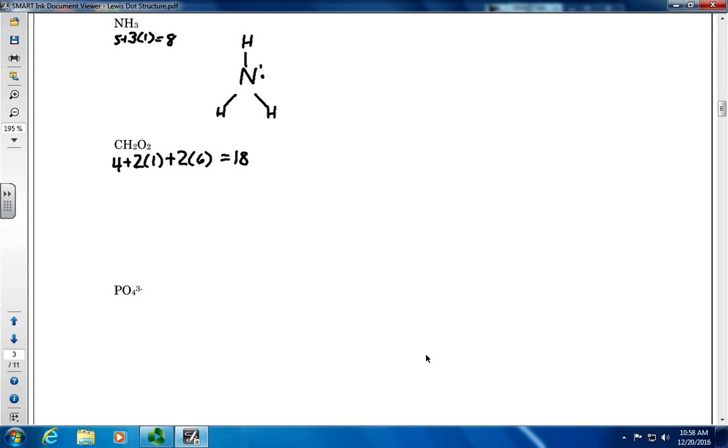So in drawing this out, it takes a little bit of playing around. And it usually involves things like formal charges. And we'll be discussing formal charges in our next video. But let me just show you the basic for this. So we're going to assume that carbon is going to be our central atom. And oxygen and hydrogen are not. So we can do a number of different things.